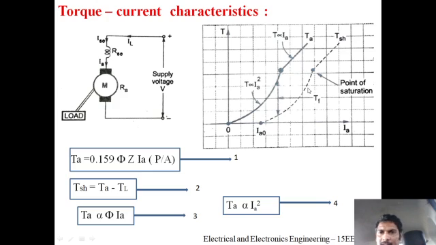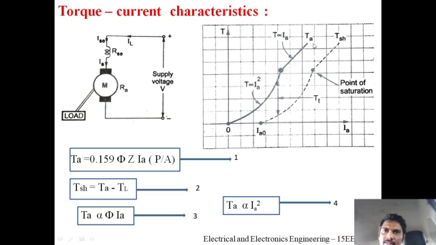So, let us go to the graph. If we observe the graph, you can observe it is increasing parabolically. You can observe it is not linear. That means here what we can tell, let us analyze this thicker line first, that is the TA, and the dotted line, if you observe, that is TSH, that is the shaft torque.